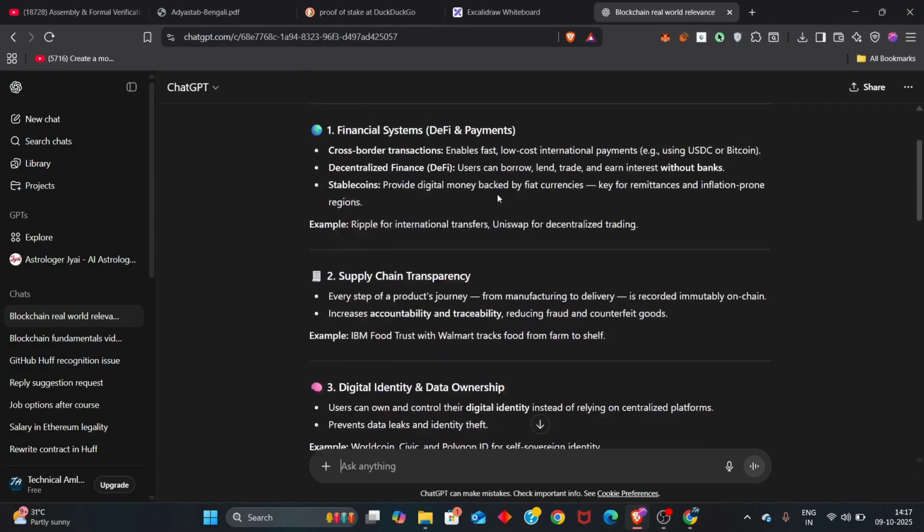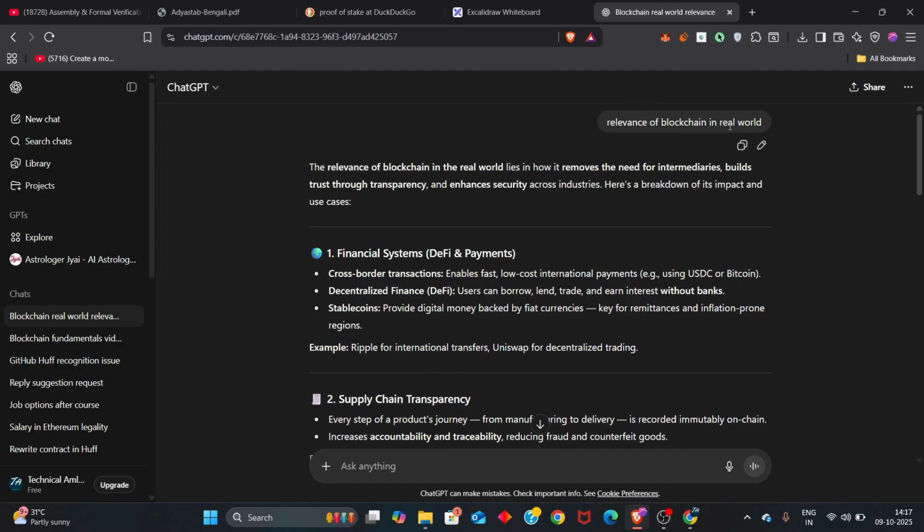So another thing that I forgot to mention is the relevance of blockchain in the real world. I've just searched it on ChatGPT and this is the result. Let me explain. The relevance of blockchain in the world lies in how it removes the need for intermediaries, builds trust through transparency, and enhances security across industries. It removes any intermediaries in a system. You are the owner of your data, and you don't need to share it with anybody.